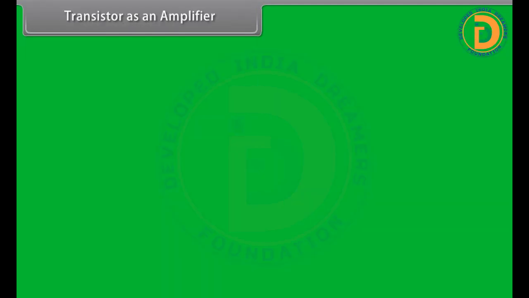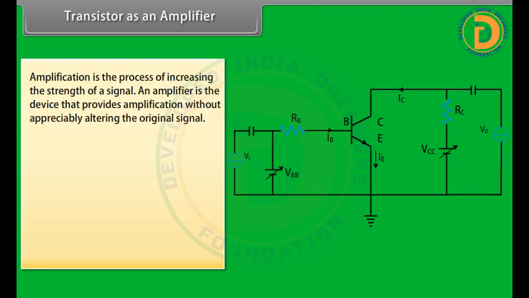Transistor as an amplifier. Amplification is the process of increasing the strength of a signal. An amplifier is a device that provides amplification without appreciably altering the original signal. We consider the operating point of the transistor somewhere in the middle of this active region. The DC voltage VCE is equal to VCC minus ICRC, which would also remain constant. The operating values of VCE and IB determine the operating point of the amplifier.